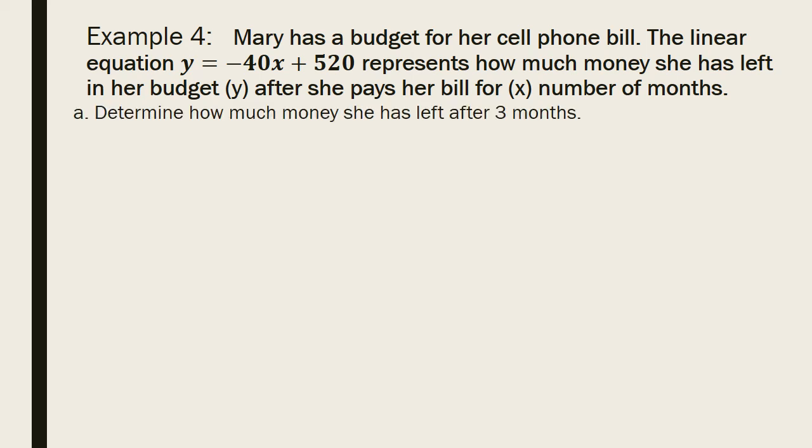The first question is to determine how much money she has left after 3 months. So what we're trying to find is the amount of money in the budget, which is y, when we have 3 months. So in this case, I'm going to substitute x with 3 and then solve the linear equation, which will be equal to y equals 400 because negative 40 times 3 plus 520 is 400. So Mary has $400 after 3 months.